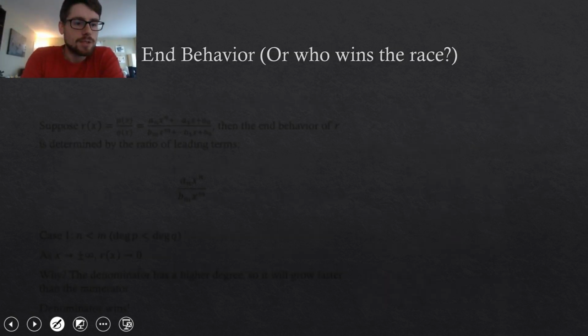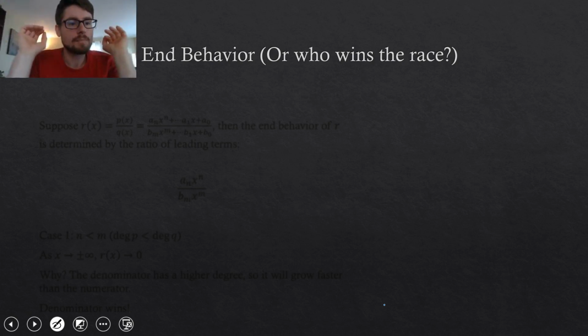Okay, so now we're going to move on to talking about end behavior. And a way to think about end behavior is this is like who wins the race. You've got a fraction, polynomial on top, polynomial on bottom. Both of them are getting big, big, big.